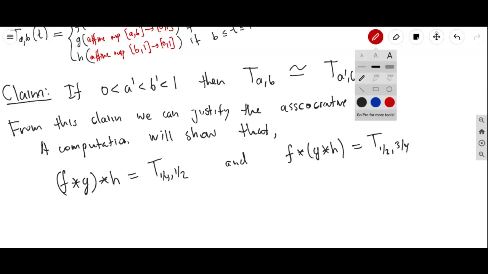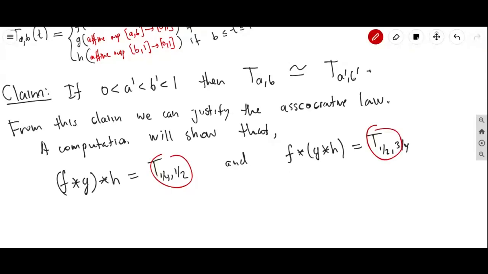Okay, but these are homotopic. They're homotopic to each other. So since they're homotopic, this is the claim. They're homotopic to each other. And since they're homotopic to each other, it means this juxtaposition and that juxtaposition are homotopic to each other, right? So that's kind of what we wanted.